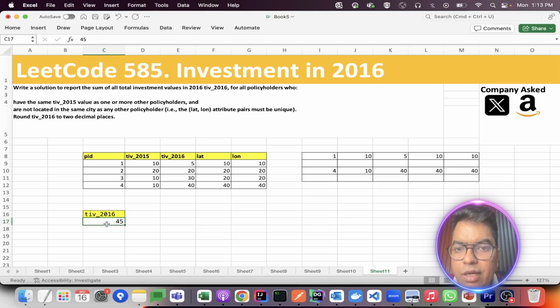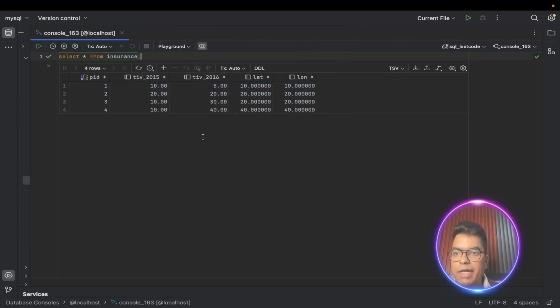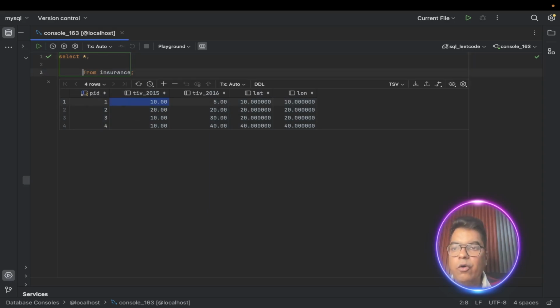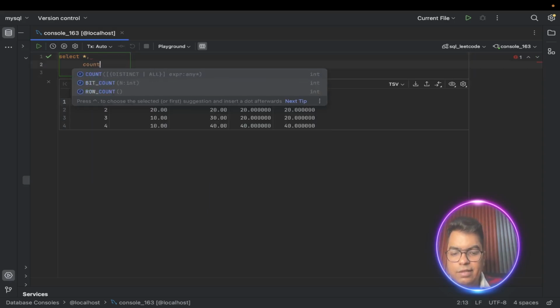The question is quite tough, I believe, even though it is marked as medium in LeetCode. Now we are going into the data grid to write the solution we have discussed just now. I am in the data grid. I have already created this table insurance and also inserted the data into it. The first step is to calculate whether this value is present in any other row or not. So I need to use a count window function just like this.